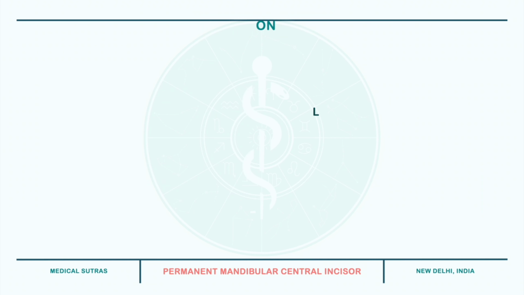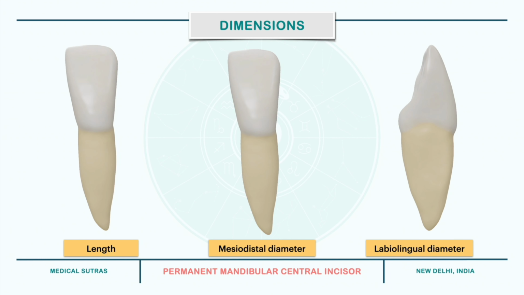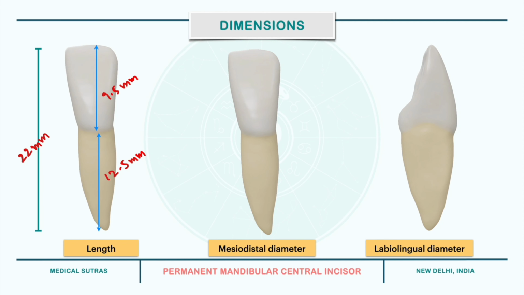Next, we will look into the dimensions of the tooth. The overall length of the permanent mandibular central incisor is around 22 mm, of which the crown length is 9.5 mm and the root measures 12.5 mm. The mesiodistal diameter of the crown is 5 mm at the crest of curvature and 3.5 mm at the cervix.